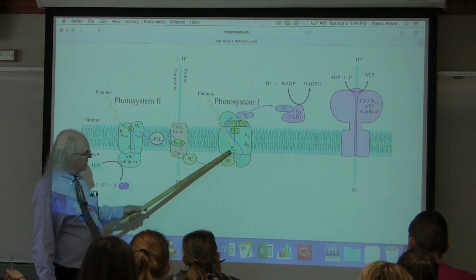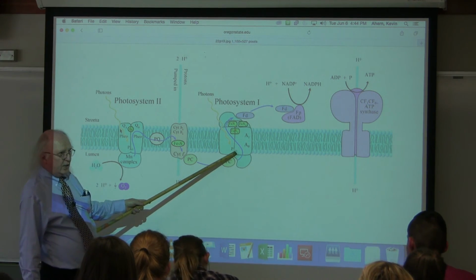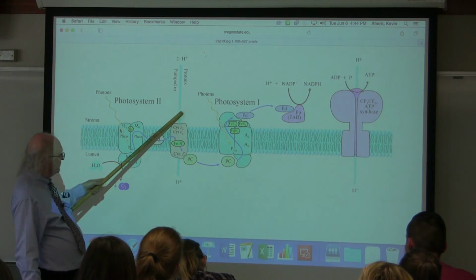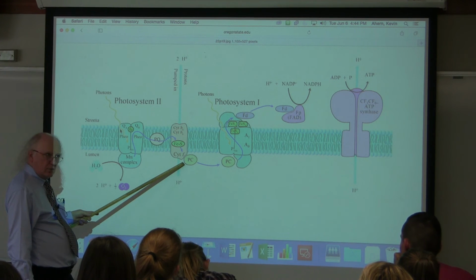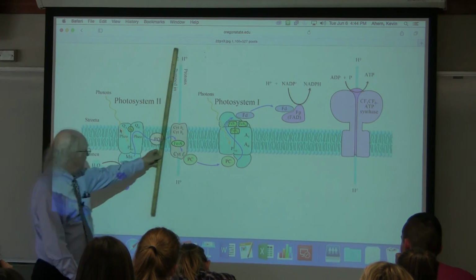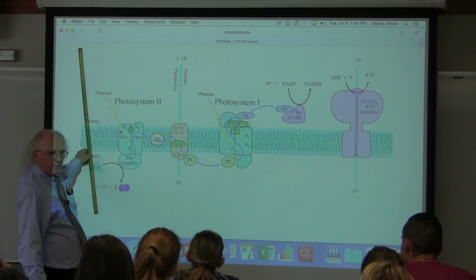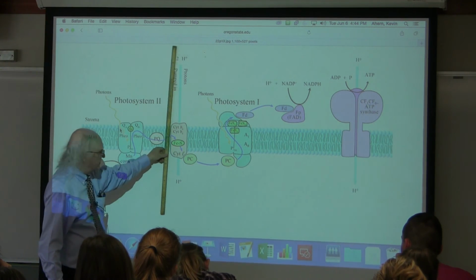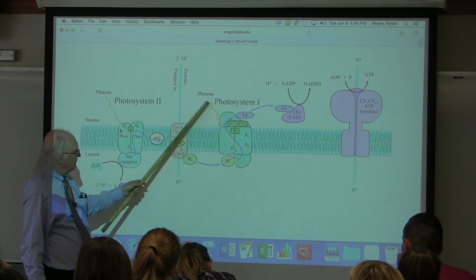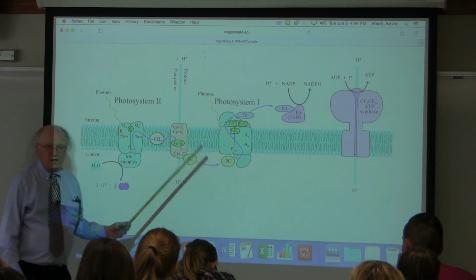In cyclic photophosphorylation, we're going to see excitation starting here. And then instead of going in this direction, it's going to dump electrons back in this direction. So it's going to dump the electrons back into this thing. This whole process over here will not occur. There won't be any oxygen generation. We're only going to see this going on like this.